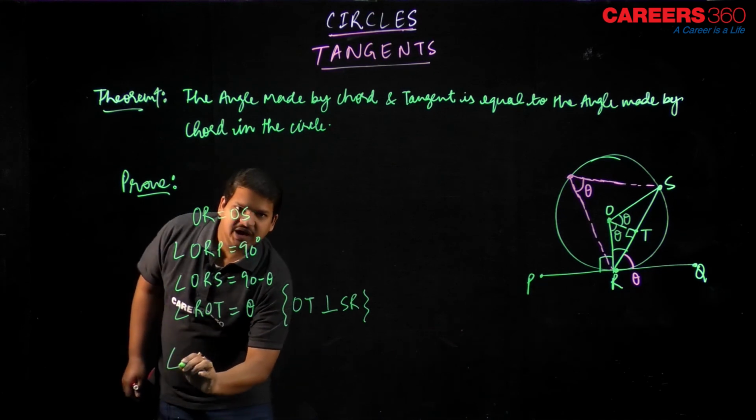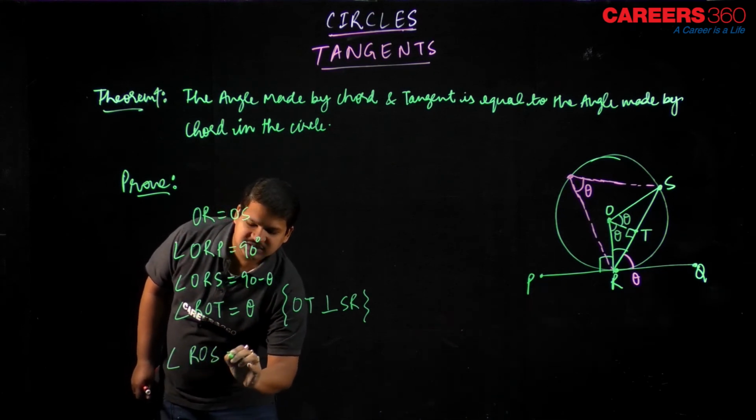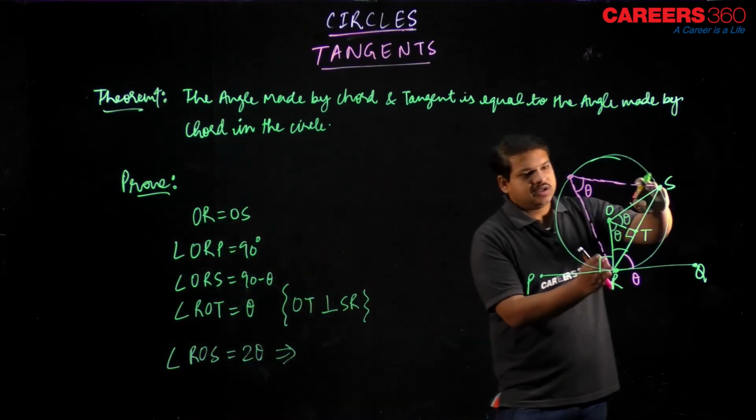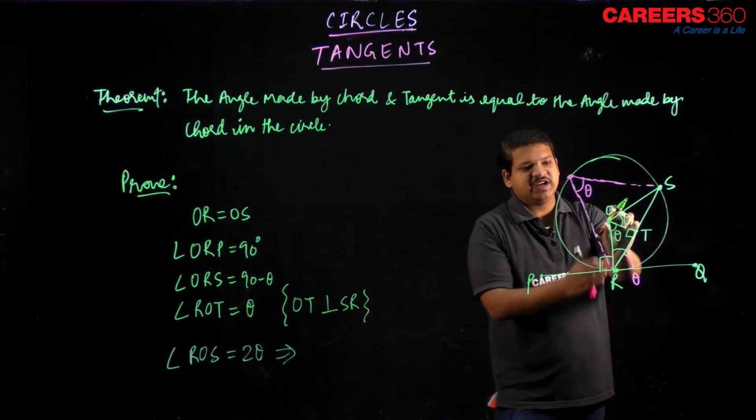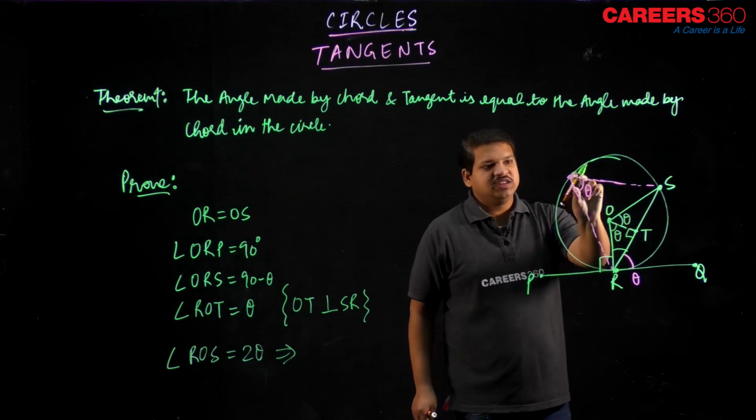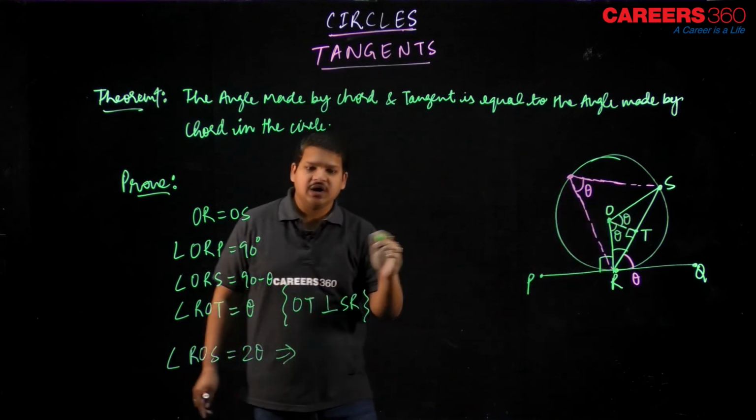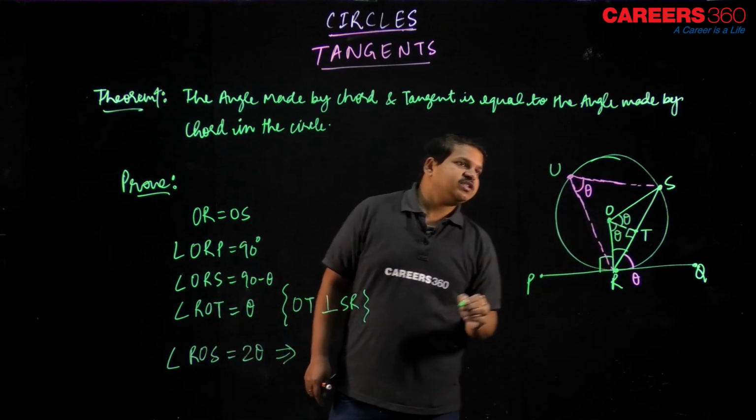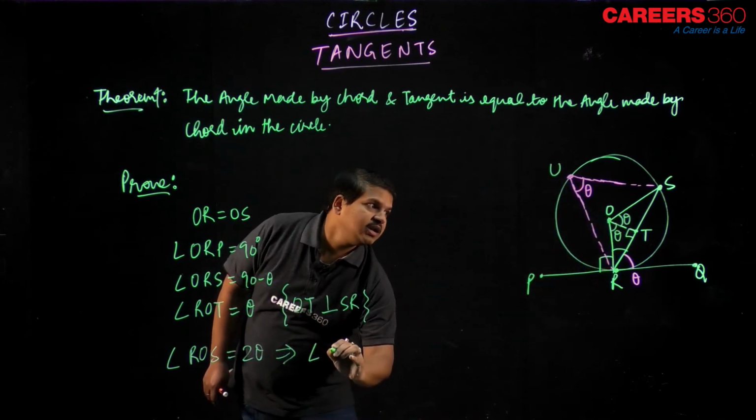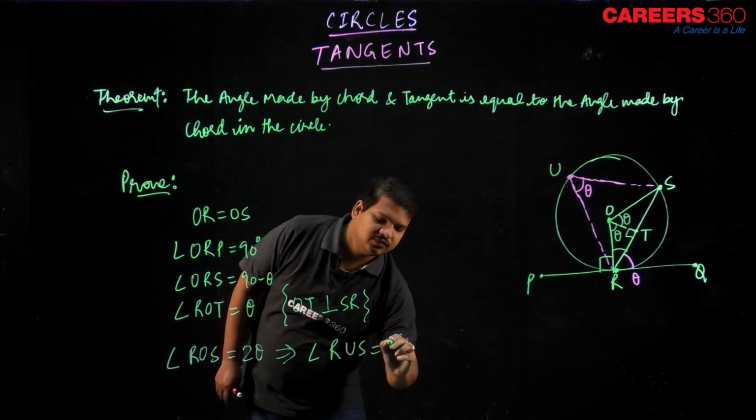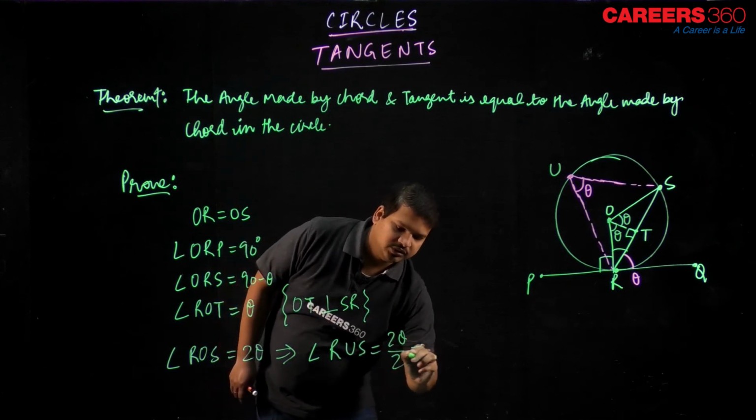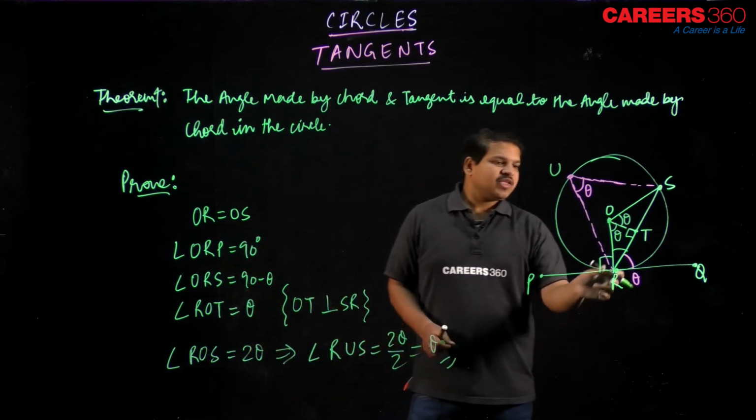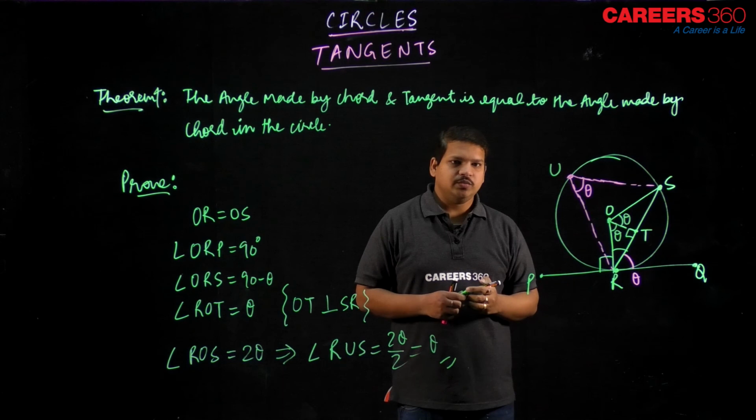That is, angle ROS will be 2 theta. So the angle subtended by the chord at the center is 2 theta, and the angle at the circumference has to be theta, the half of which. So let's name this point U. Angle RUS will be 2 theta by 2, that is theta. And that's how we have proved that if this angle is theta, then this angle will also be theta.